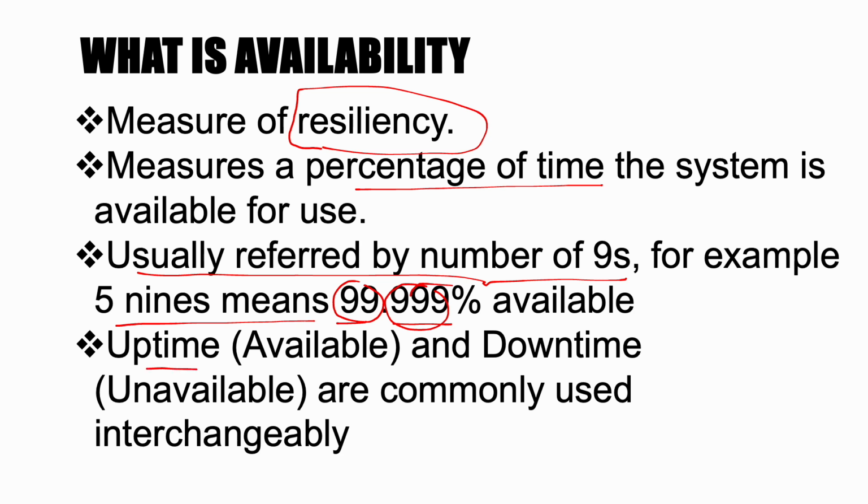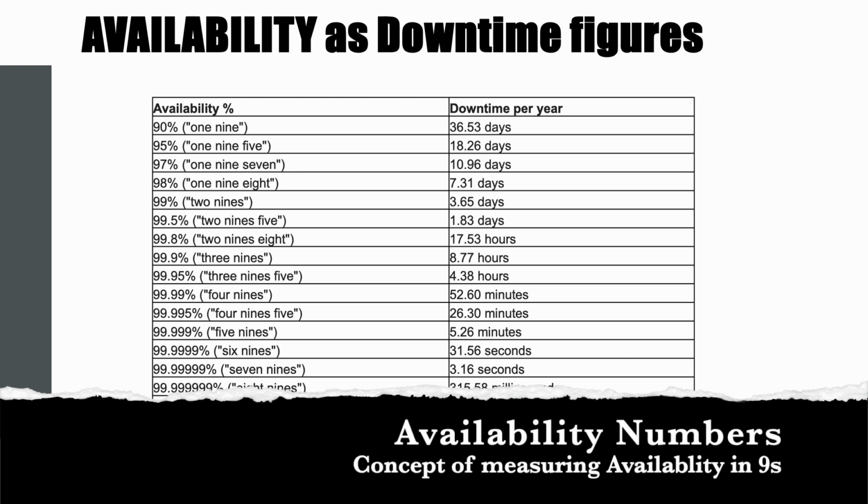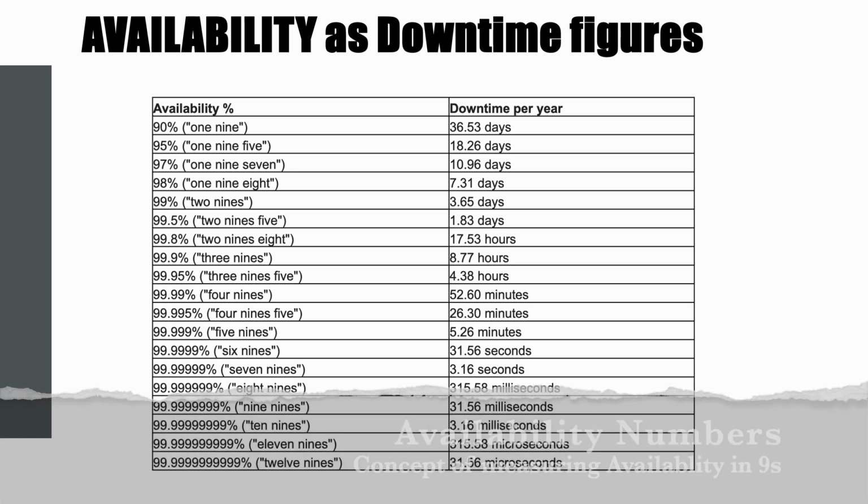Uptime is another word which is used for availability. And downtime means unavailable, the opposite of availability. These are commonly used interchangeably. So these are the different numbers which are there. What exactly do these numbers mean?